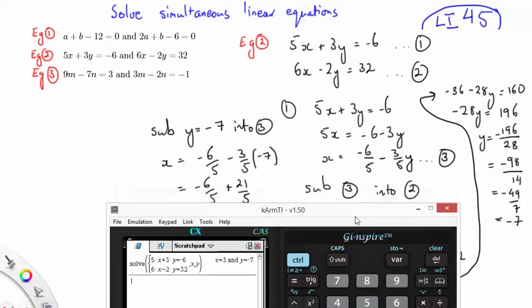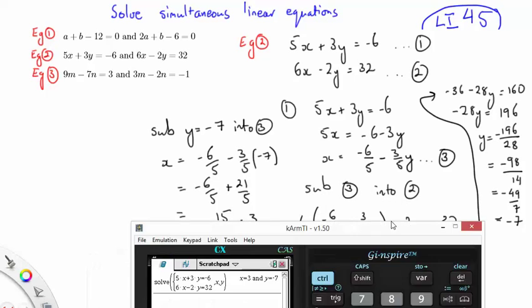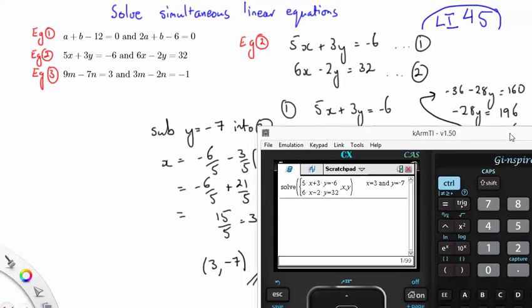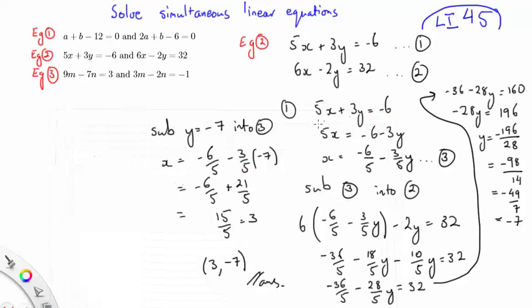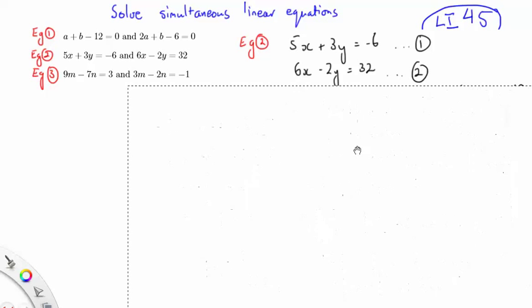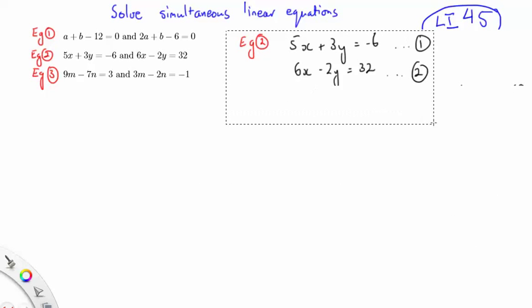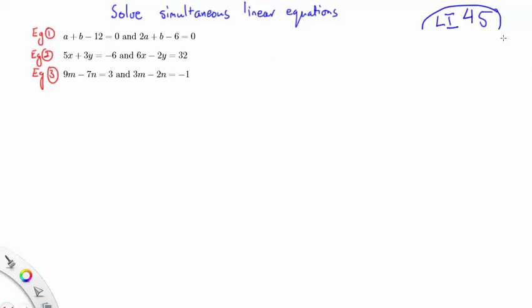Let's check that. 3, -7. There we go, we've got the right answer. Beautiful. So we've looked at substitution and using our CAS and the solve function to solve our equation there. Let's have a look at example 3.